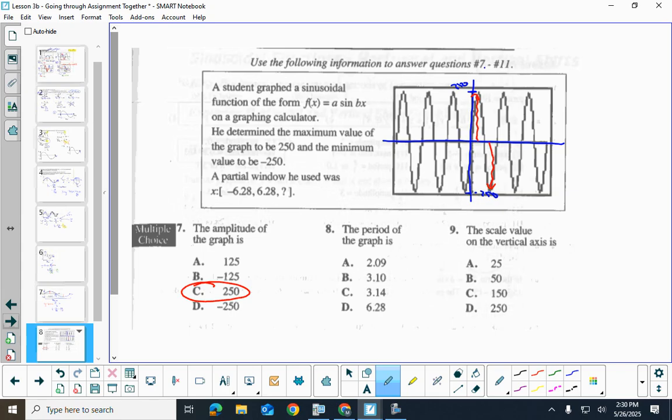Okay. Now again, if you remember, she said the amplitude has to be positive because it's a distance. If you remember me telling you that, amplitude must be positive. If you remember me saying that, you can eliminate B and D, and now you're down to a 1 and 2 shot. So even if you don't remember how to calculate the number, but you remember that it's positive, right? It's not about being perfect. It's about making progress. Okay?